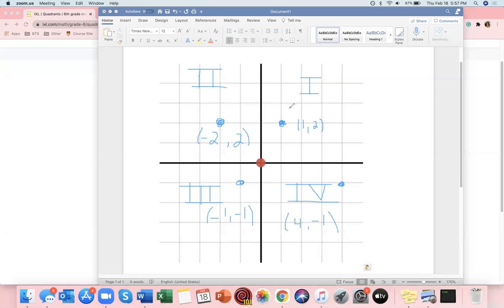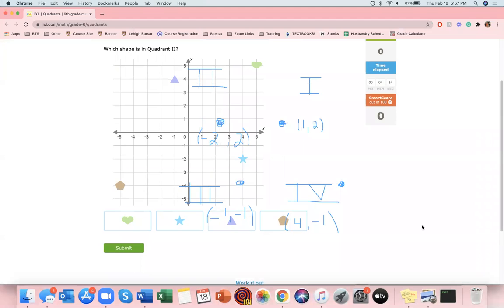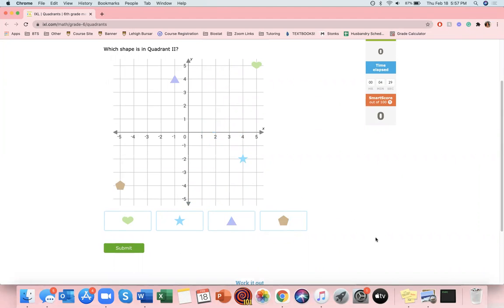So just remember, top right is first, and then second, third, and fourth. So let's go do these exercises. Well, let me just clear this. Clear all drawings.